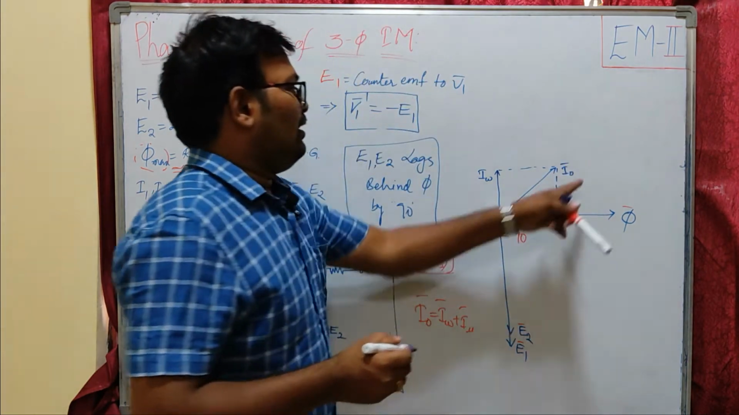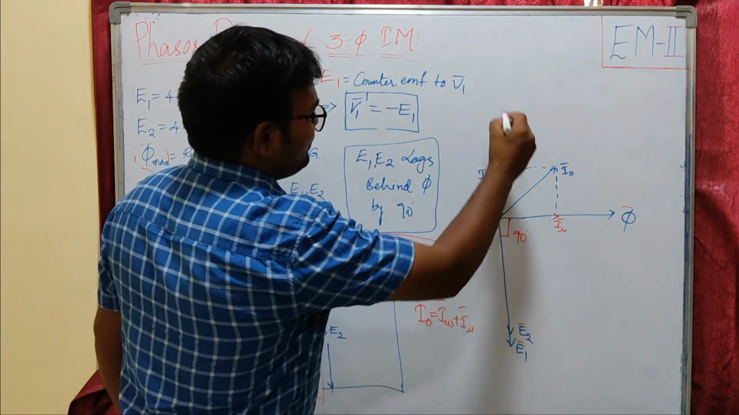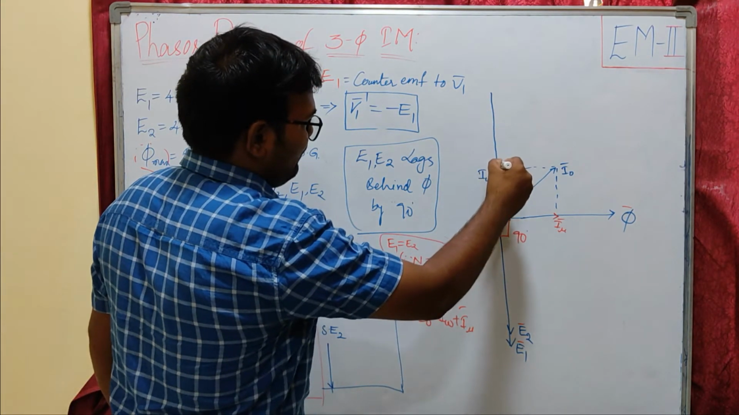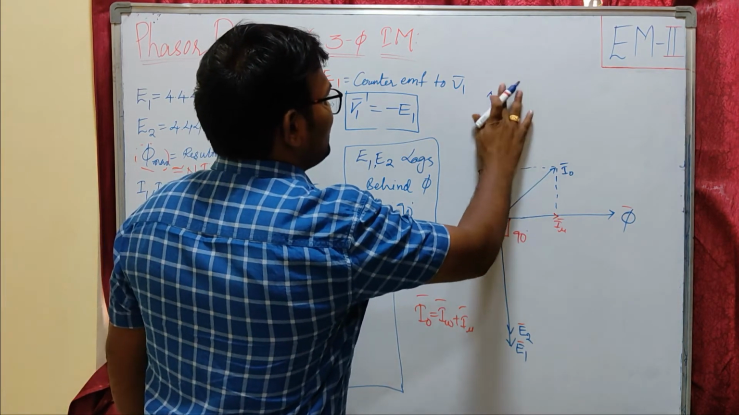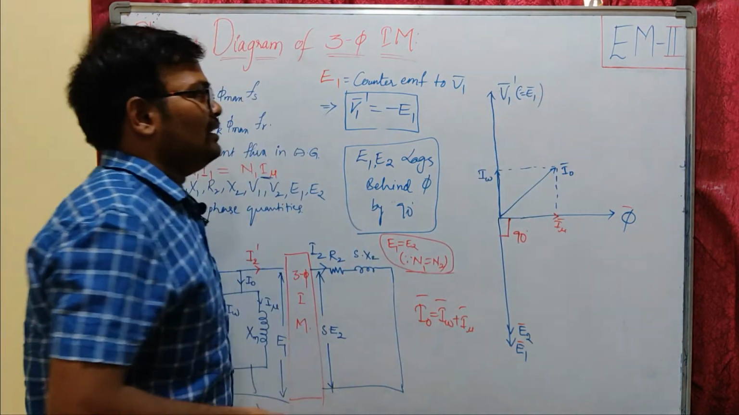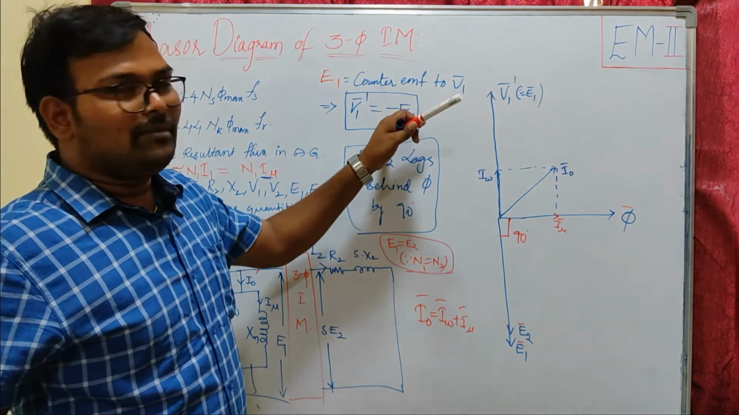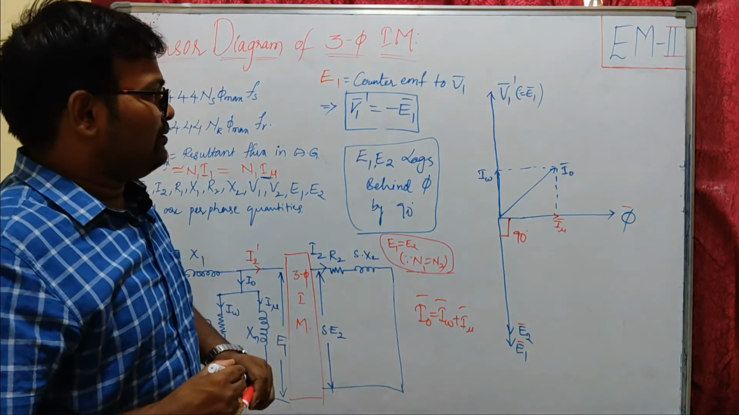So this is my I naught, the no load current. Here our counter EMF E1 is minus E1. So this will be my counter EMF, which can be written as V1 bar, equal to minus E1. I am going to write my counter EMF V1, that is minus E1, which is equivalent to V1 bar.